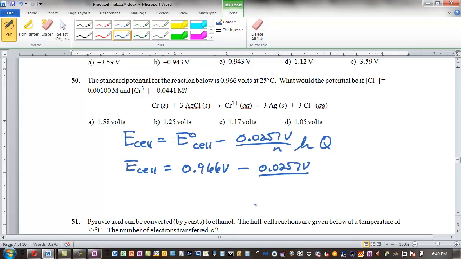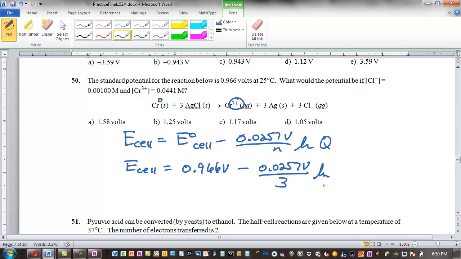What's N for this reaction? 3. So the easy one to look at is chromium going to chromium 3 plus. You know, we could also figure it out from the silver as well, but the easy one that just jumps right out, chromium metal is neutral, and it goes to chromium 3 plus, so it must be 3 electrons. So it goes from 0 to plus 3. That must be 3. Natural log.